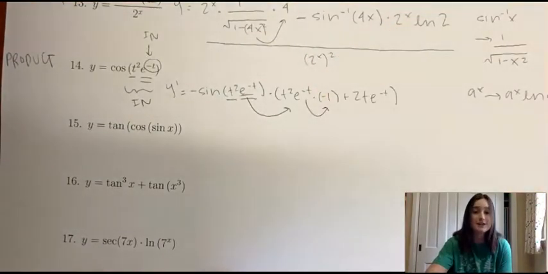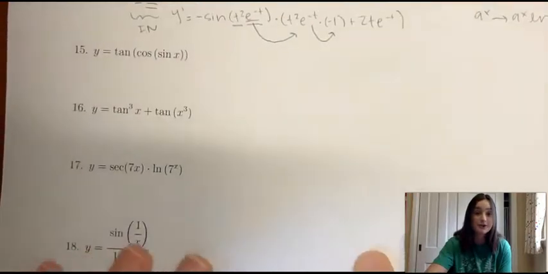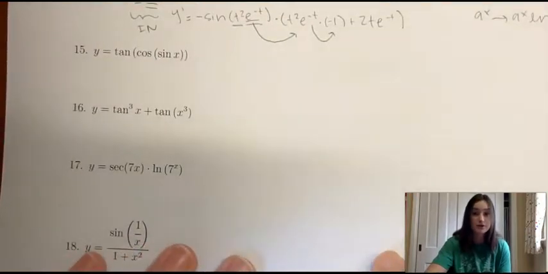So 15 is, I think, a really tricky one when you're identifying where to start with the chain rule and you're identifying what's the outermost and what's the innermost function. So I'm just going to work through that.